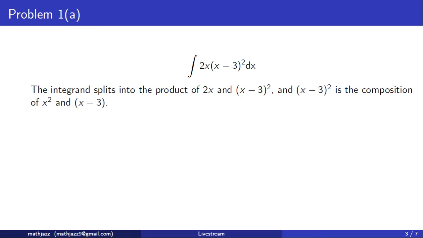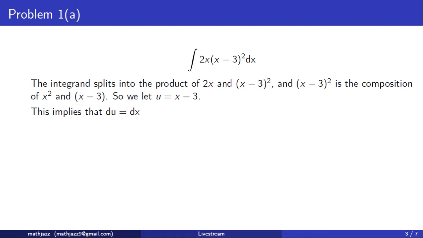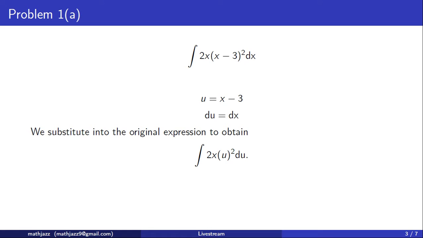So we're going to let u equal x minus 3. This, of course, means that du is equal to dx because constants die under derivation. So we're going to substitute these into the original expression. u is x minus 3 and du equals dx, and we obtain the integral of 2x times u squared du.